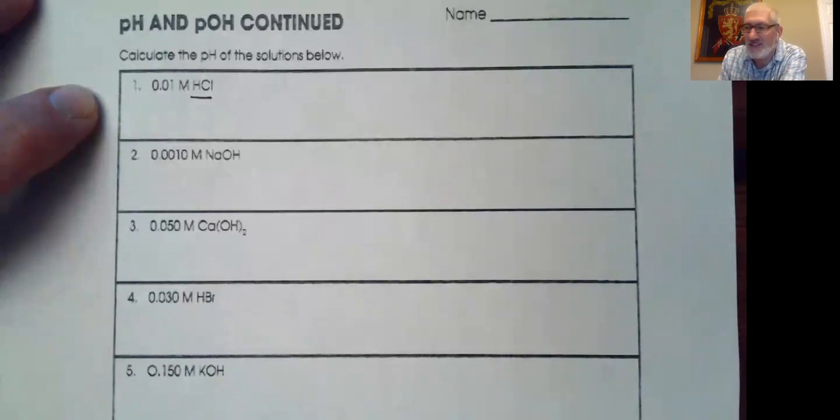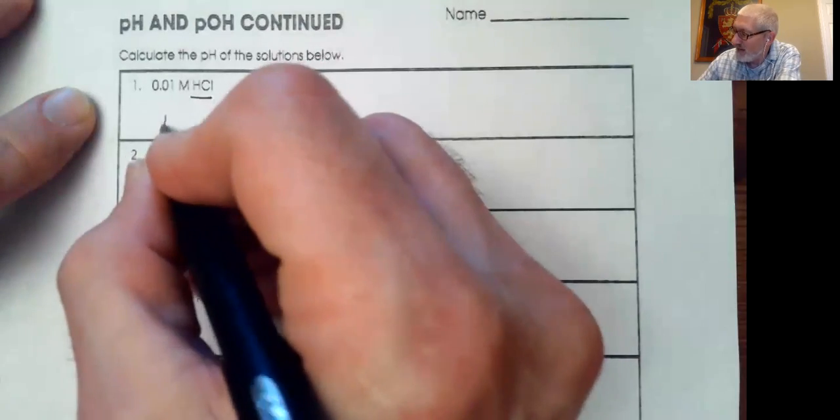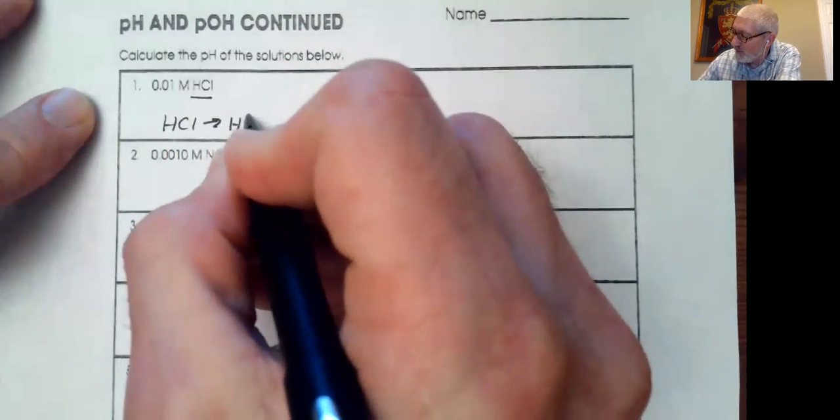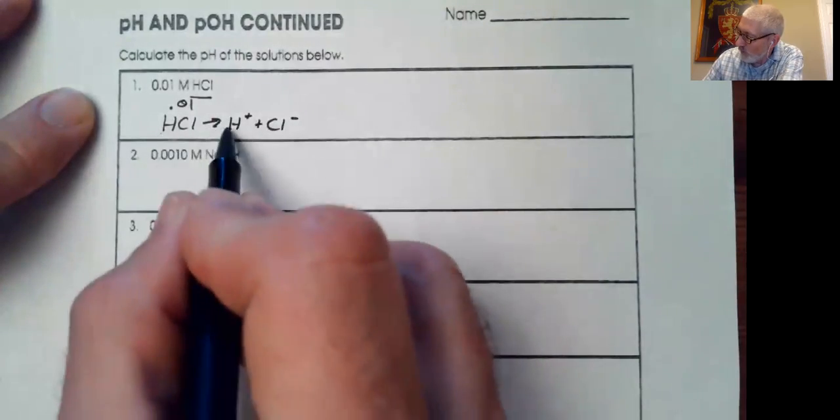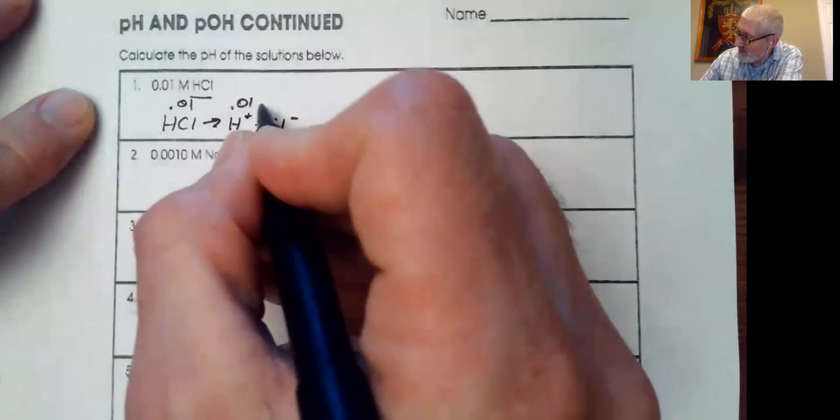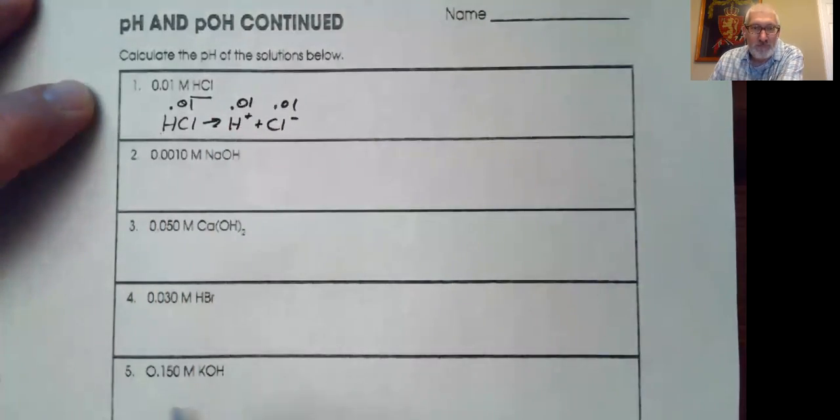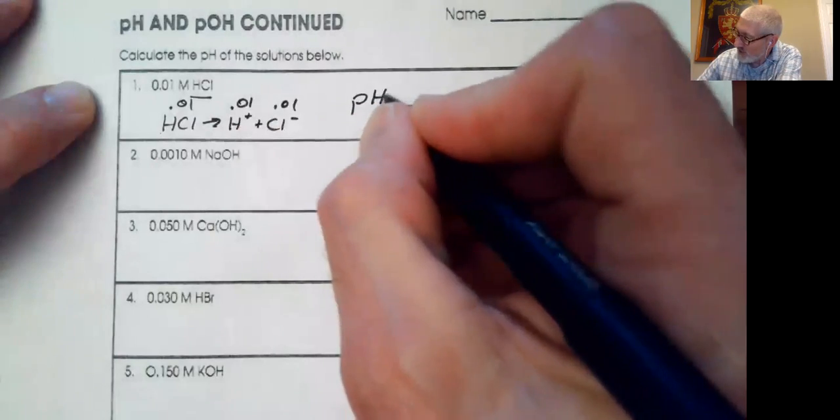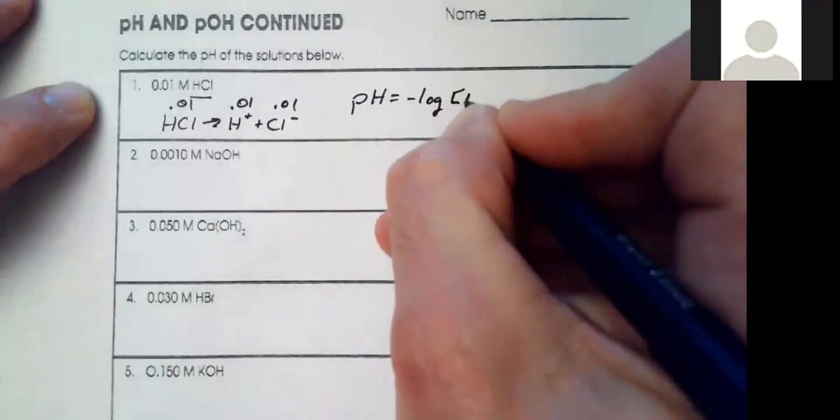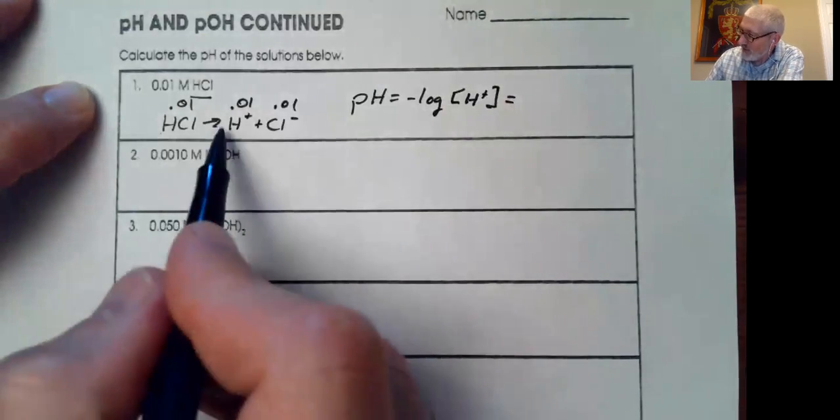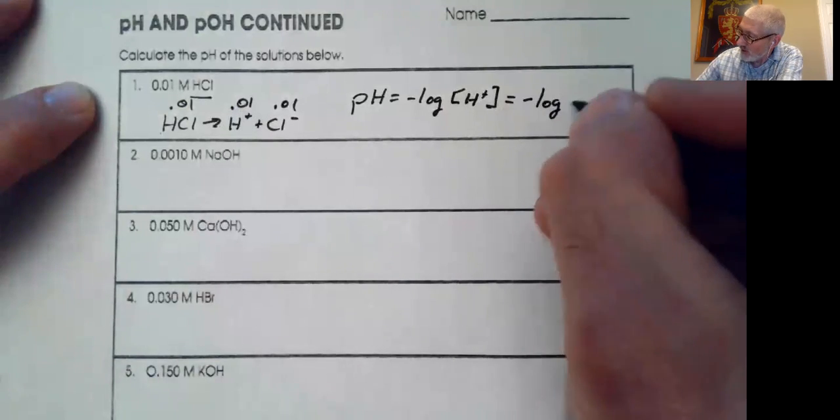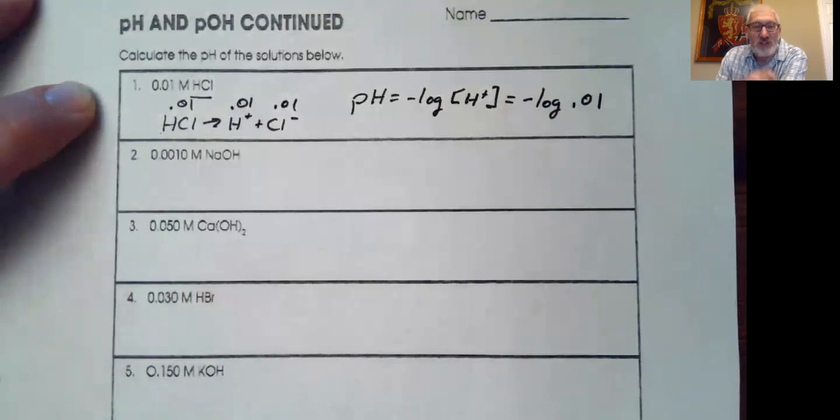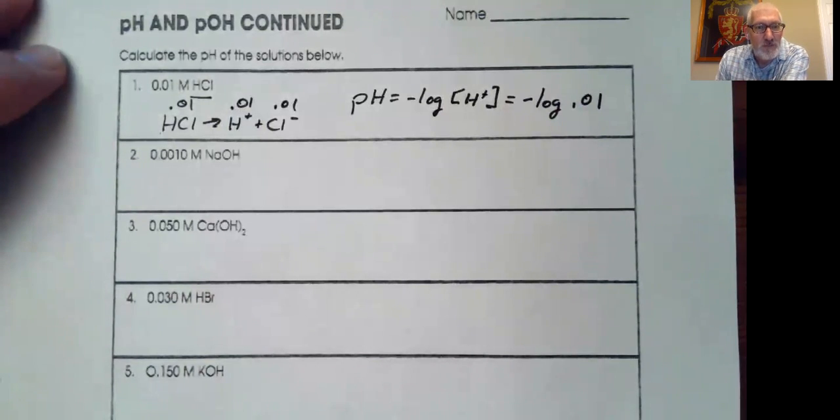HCl is a strong acid. So if we see that, in the back of our minds, we know that HCl is always going to break apart into H plus and Cl minus. So if the concentration of this is 0.01, because everything is a 1-to-1 ratio here, the concentration of each of these would be 0.01. So if I want to know the pH, that's the negative log of the concentration of H plus, which is 0.01. So I'm going to go negative log of 0.01. You put that into your calculator and you get an answer.